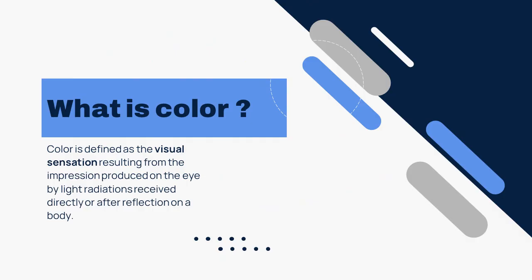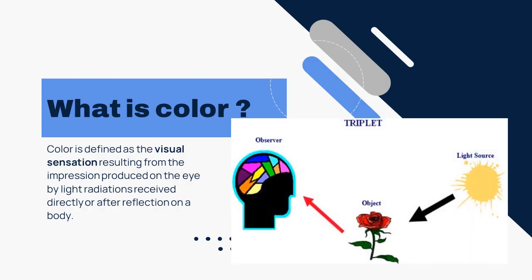If we define color, we can say that it is the visual sensation resulting from the impression produced on the eye by light radiations received directly or after reflection on a body. Color perception requires three elements: a light source, an object, and an observer. The existence of color can only be attested in the presence of all these three elements.